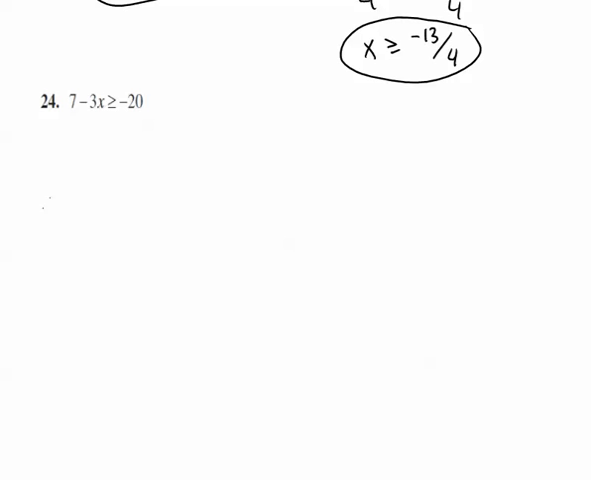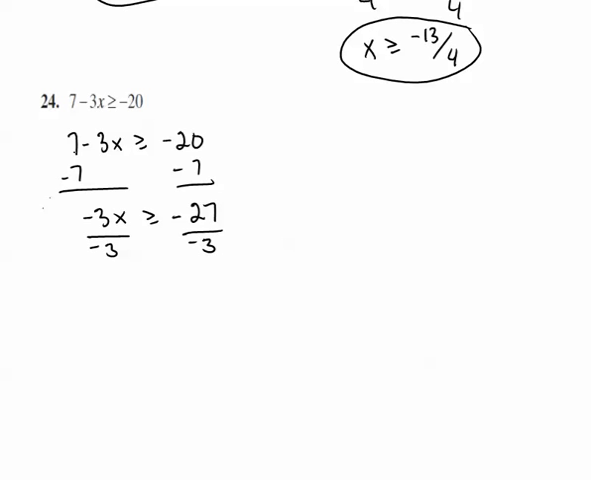Now, this sheet doesn't have a 23, it has two number 24s. So we'll just solve them the way we normally would. 7 minus 3x is greater than or equal to negative 20. Since there's only one x, we're going to leave it where it is. We get rid of the 7 by subtracting 7 from both sides. We have negative 3x is greater than or equal to negative 27.